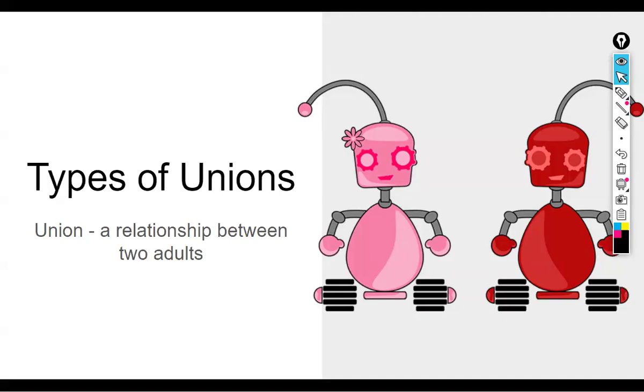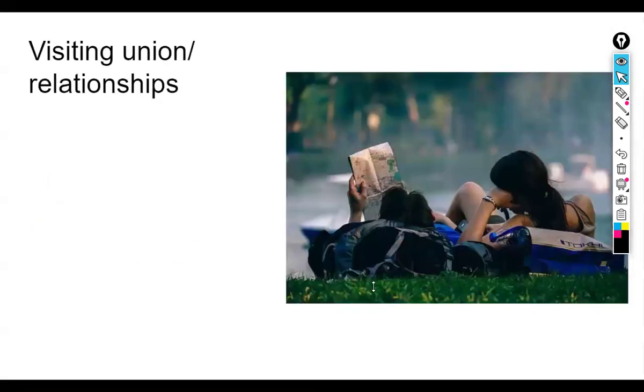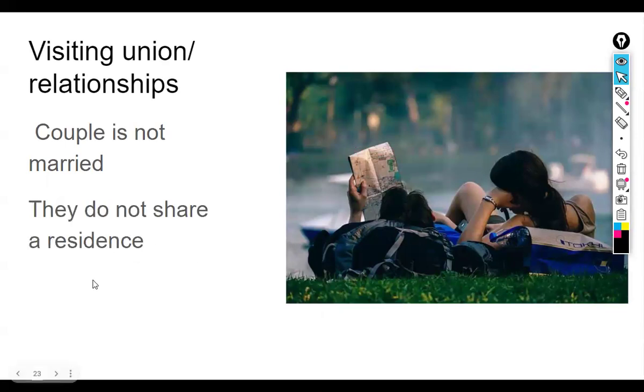All right. First type of union, visiting union or visiting relationship. So in a visiting union, a couple is not married, right? They do not share a residence, so they don't live in the same home. Right? So one partner will visit and then leave. Perhaps the visit might just be a day, or perhaps it might be weeks or whatever, but they don't stay there long term, right?